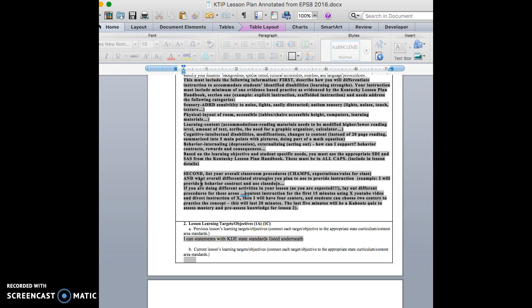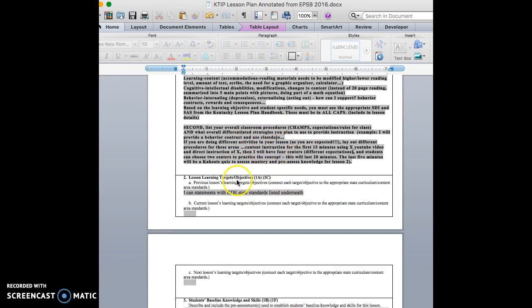So if whole group, my first instruction for the first 15 minutes is a YouTube video, then that's whole group. So those expectations are clear. But then if I'm having 4 centers, then this would be different expectations. So you're going to want to lay those out. And if you don't know, as you're starting this first part, I'm not exactly sure that I'm going to have centers yet, then you're going to lay out your basic classroom expectations. And then as you develop into phase 2 and phase 3, if your expectations change, then you're going to need to change this information.